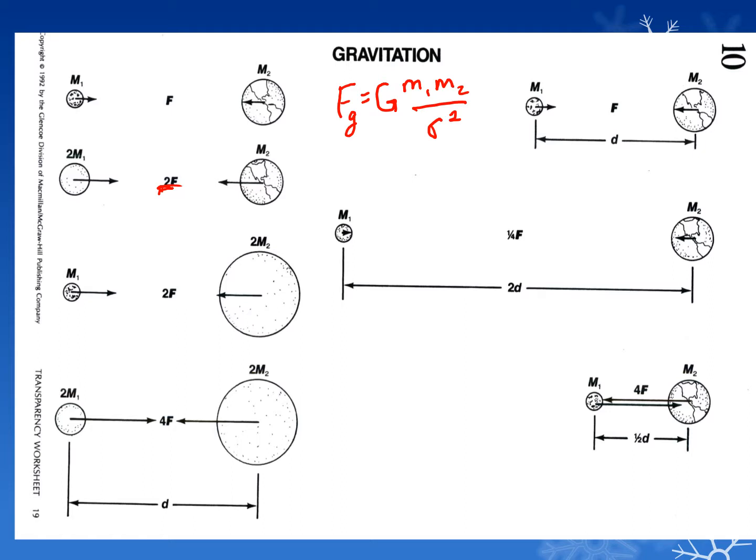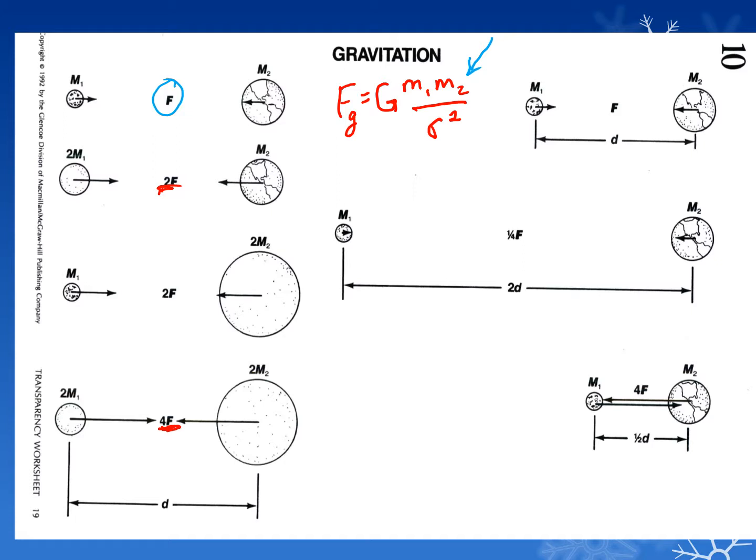And then if we double both of the masses, the force between them is going to be 4 times greater, because over in our equation, we're multiplying those masses together. So 2 times 2 is 4 in comparison to the original force that we had.